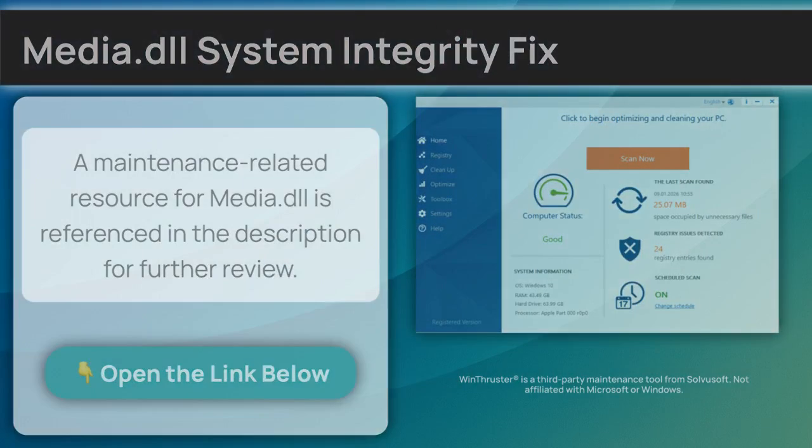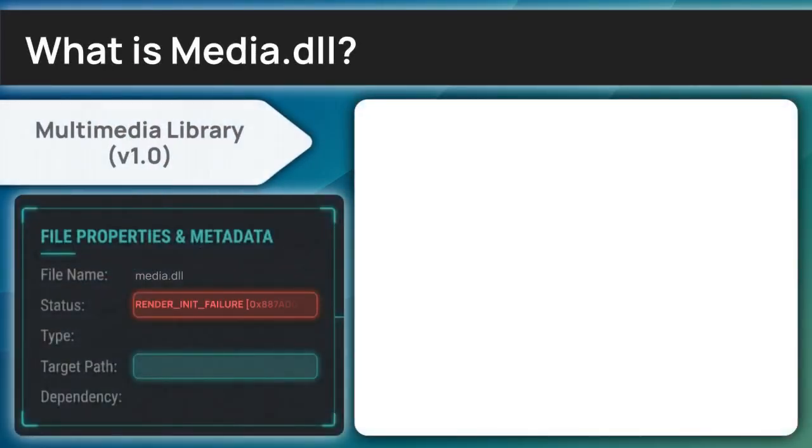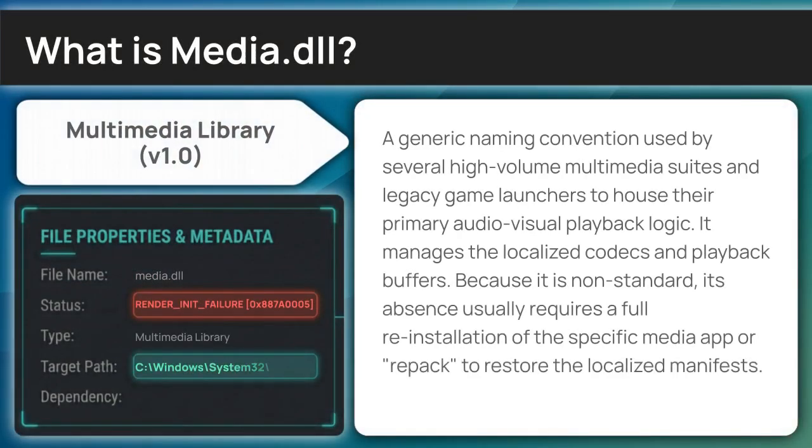This is the Media Library, a generic naming convention used by several high-volume multimedia suites and legacy game launchers to house their primary audiovisual playback logic. It manages the localized codecs and playback buffers. Because it is non-standard, its absence usually requires a full reinstallation of the specific media app or repack to restore the localized manifests. Understanding the file's role is a great start.